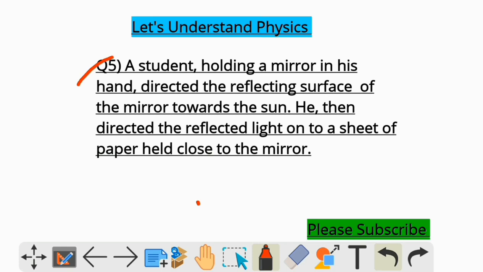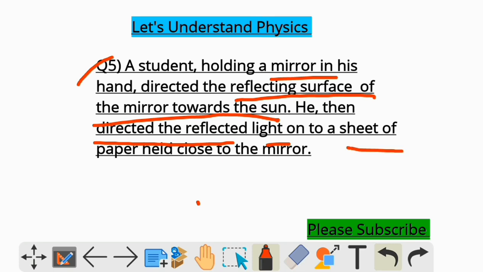A student holding a mirror, they have not specified what type of mirror it is, in his hand directed the reflecting surface of the mirror towards the sun. He then directed the reflected light. Once the sun rays fall on the mirror, the rays will get reflected, isn't it? Those reflected light he is concentrating on a sheet of paper held close to the mirror. Now, based on this, they have asked you questions.